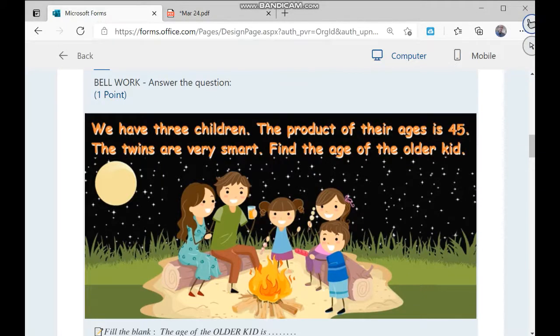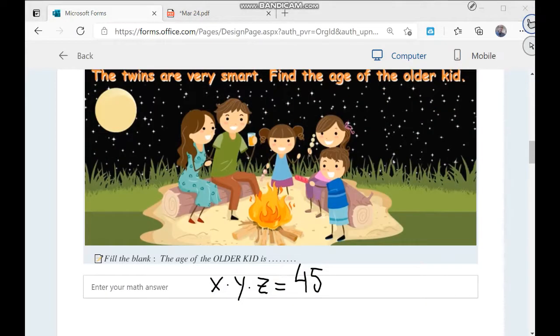So, now, before moving on to the practice round, tell me what is your answer for this bell work? We don't know the ages, but we know the product of the ages is 45. If you multiply all the ages, you have 45. The clue to answer this question is to break down 45 into three numbers that you can multiply and find 45.